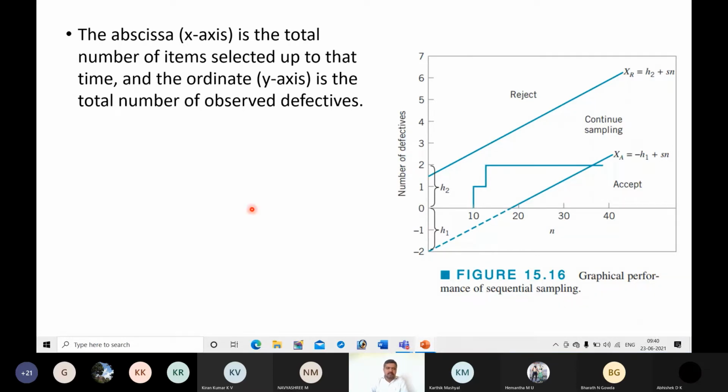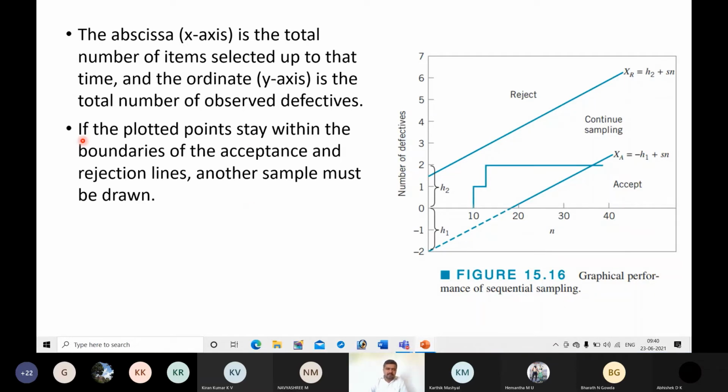If the plotted points stay within the boundaries of the acceptance and rejection lines, another sample must be drawn. Here, initially, we will draw the x-axis and y-axis. On the x-axis we will consider the number of samples, and on the y-axis the number of defectives. Then we will get some points, and we will connect those points.